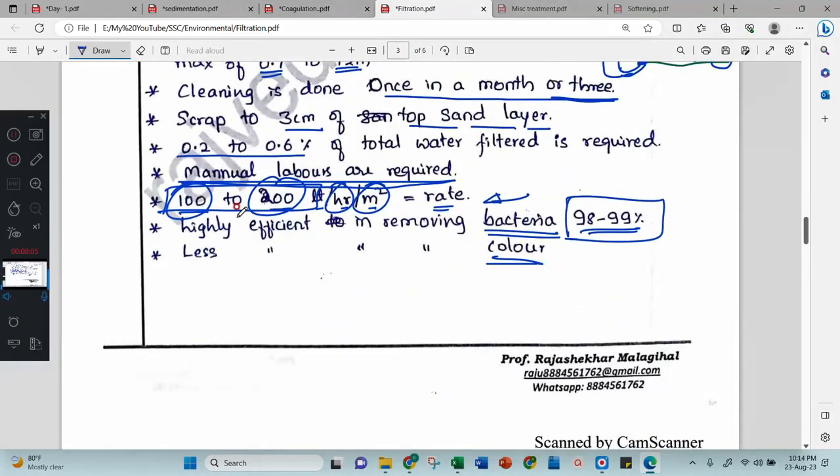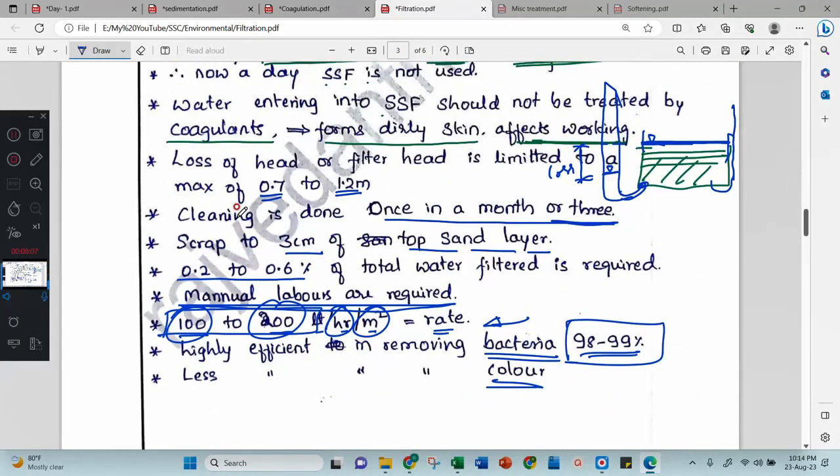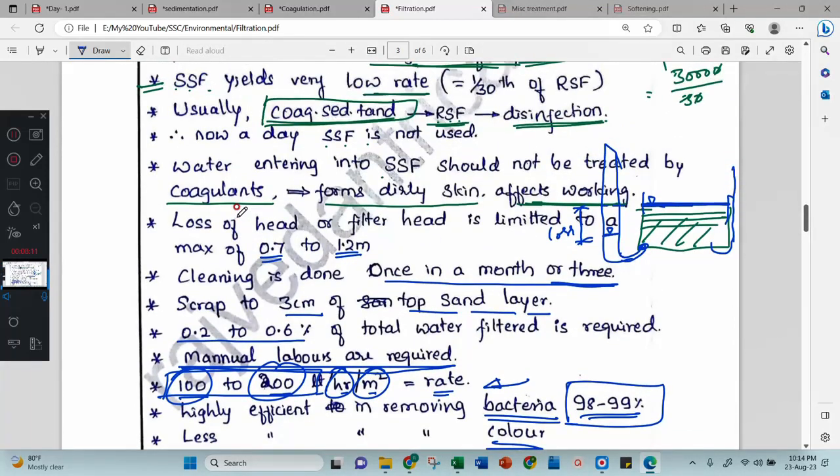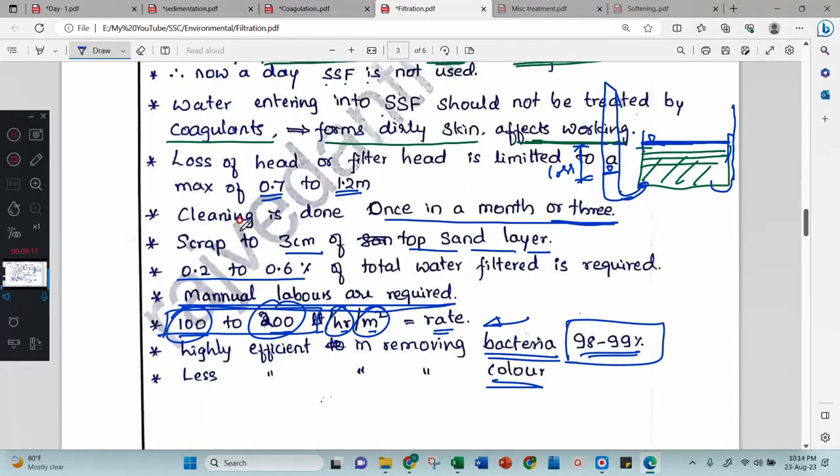Why less efficient in removing colors, sir? I did not collect that exact reason. No, I will not guess. I will give you the answer later. Okay, sir. I will note it down and give the answer later.